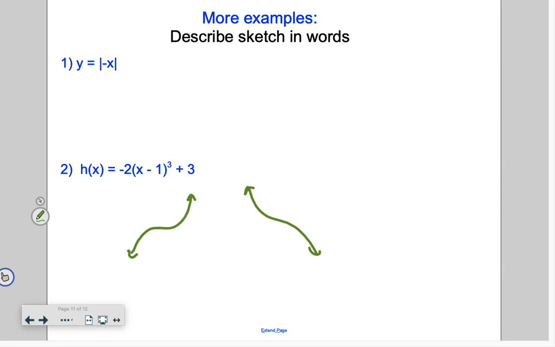What's the minus 1 do? Goes to the right 1 and up 3. Okay, so your normal point that's at the origin, you would move right 1, up 3, and then you've got all your reflections and your stretches and all that kind of stuff. So there's 4 different things going on here from that parent function.